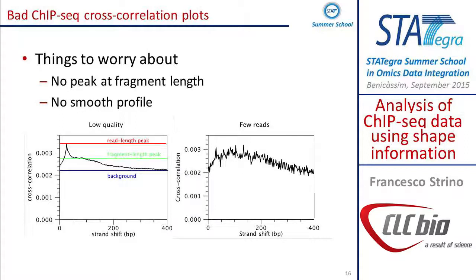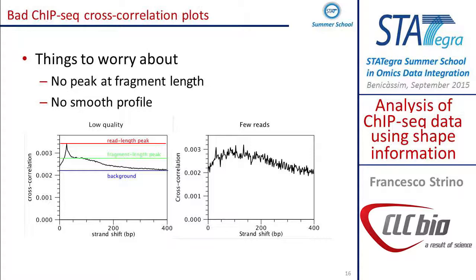So now I'll show what is bad. If you see some cross-correlation plot that looks like this, you should start worrying. There are two kinds that I find to be the main indicator of a bad ChIP-seq. One is if you don't have a peak at the fragment length. It should be somewhere here, but it's really hard to see. And here you can see the phantom peak is very high, and here you can see that this is basically just noise. So the ChIP-seq didn't work very well.